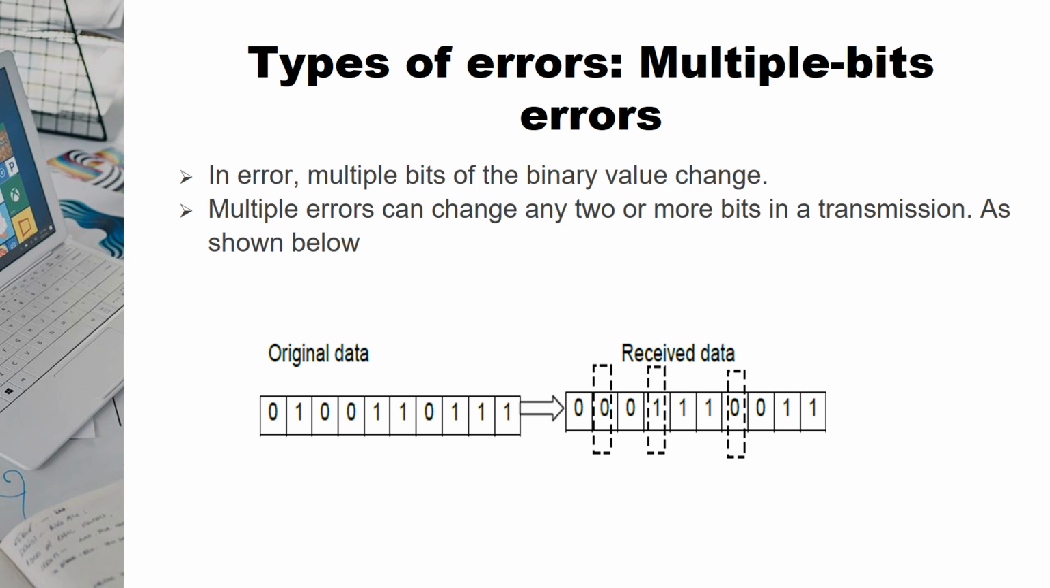So the original data is different from the received data, and there are multiple bits of the binary value changed, right? We can say that 1000 is transmitted and the receiver receives 1101, right? So a multiple bit error has occurred.